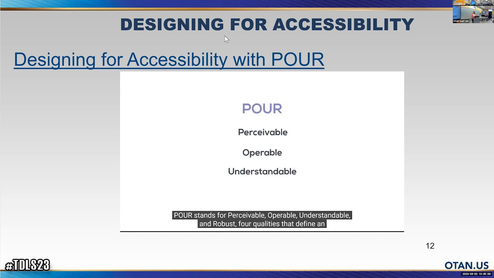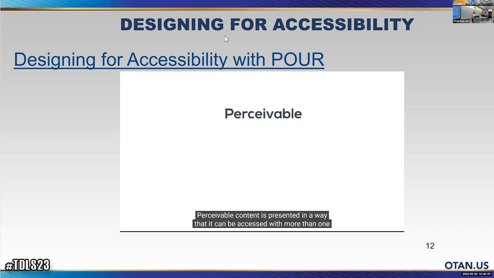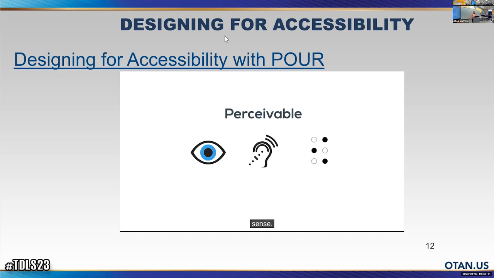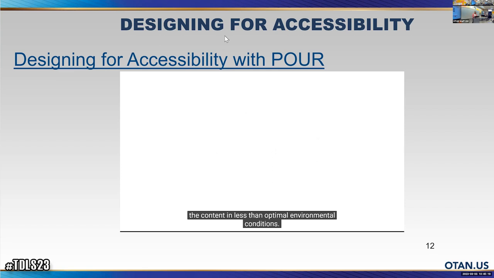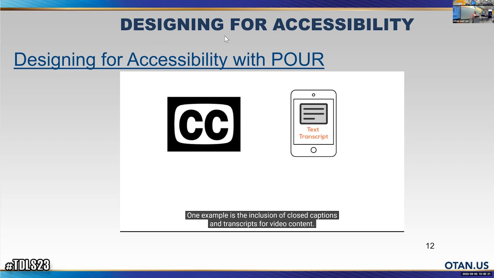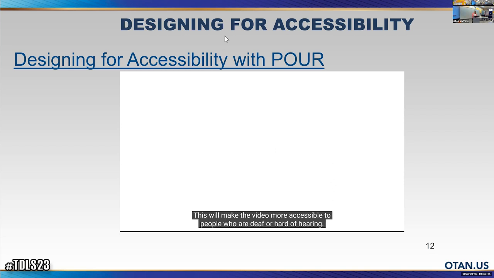POUR stands for perceivable, operable, understandable, and robust, four qualities that define an accessible user experience. Perceivable content is presented in a way that it can be accessed with more than one sense. This accounts for both the needs of people with disabilities and those who are accessing the content in less than optimal environmental conditions. One example is the inclusion of closed captions and transcripts for video content.